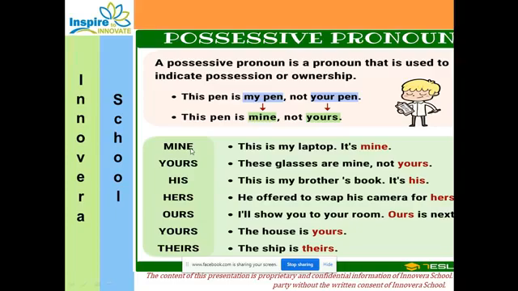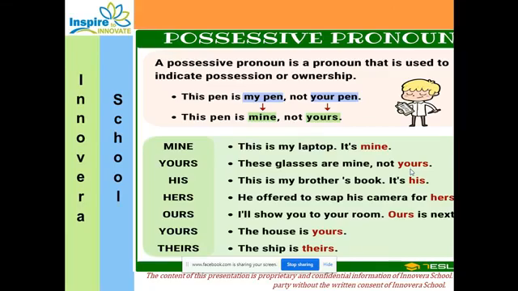Okay, mine. Now for example, mine. This is my laptop. It's mine. So mine, you can see it is highlighted in red. That means it is a possessive pronoun. Okay. Next, see yours. These glasses are mine, not yours. So what is the possessive pronoun here? Yours.